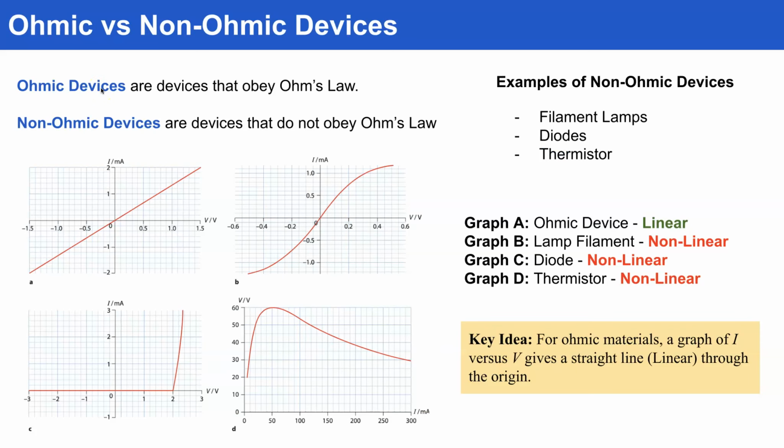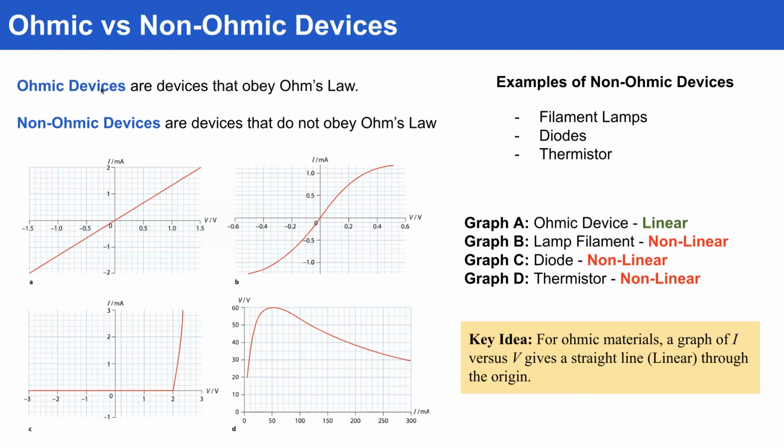So let's talk about ohmic and non-ohmic devices. Ohmic devices are devices that obey Ohm's Law. Non-ohmic devices are devices that don't obey Ohm's Law. Examples of non-ohmic devices would be filament lamps, diodes, and thermistors. Now, on an IB exam, most likely what they're going to do is give you a graph and say which one obeys Ohm's Law, which one doesn't, or vice versa.